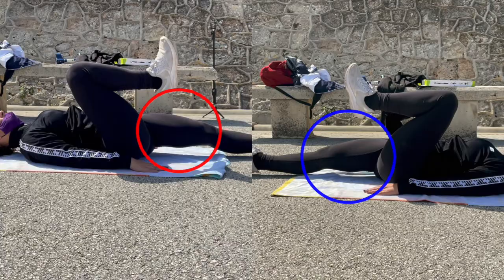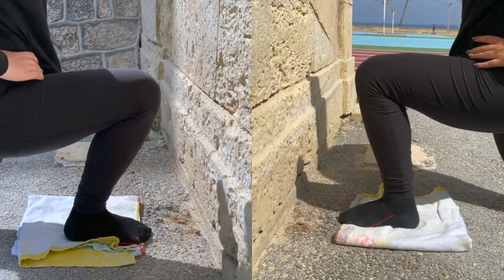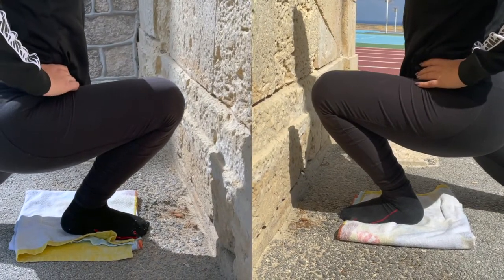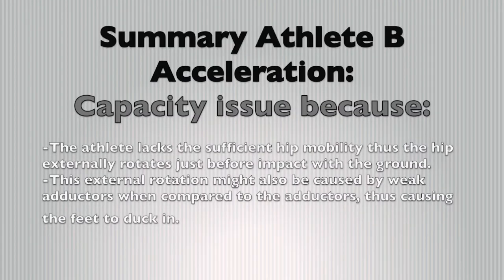In the knee-to-wall test, the athlete did not manage to touch the wall with her knees, but no discrepancies were found between both feet. In summary, this athlete has a capacity issue with the acceleration phase, as the athlete lacks sufficient hip mobility, thus the hip externally rotates and causes the feet to rotate internally before impact with the ground. This may also be due to having weak adductors.